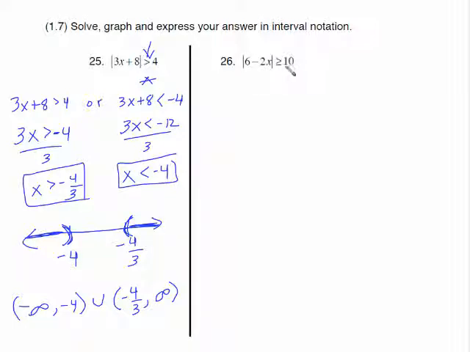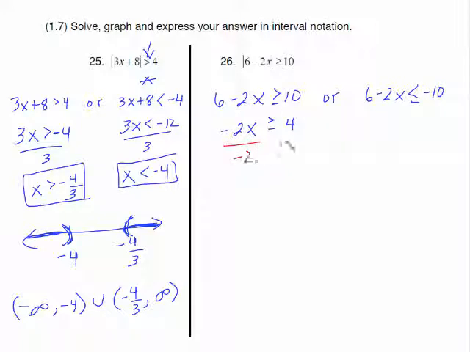Same thing here. This is greater than or equal to, still the same kind of setup. This is 6 minus 2x greater than or equal to 10, or 6 minus 2x, oh, forgot my greater than or equal to, less than or equal to negative 10. Two to solve here, negative 2x, subtract 6 from both sides is 4. I'm going to divide by negative 2. I'm dividing by a negative, so I'm changing that sign around. So I get x less than or equal to negative 2.